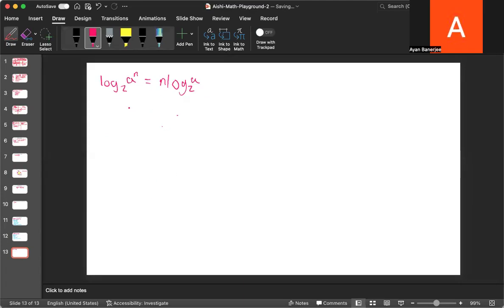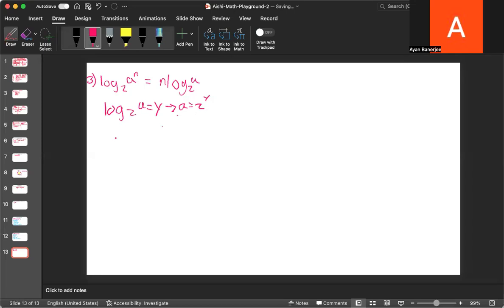Okay, now that we've finished our first two proofs, we're going to move on to our third one. We have to prove that log z a to the power n is equal to n log za. Okay, so like we did before, on the first two, we're going to do log z a is equal to y. Then a is equal to z to the power y.